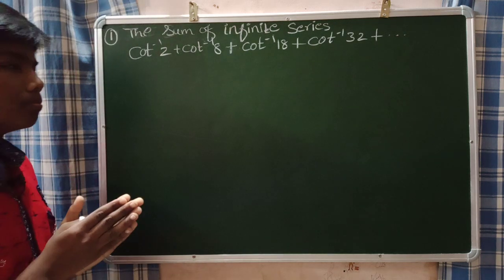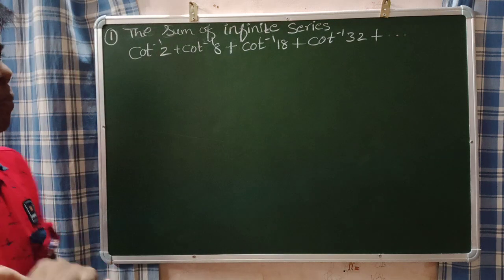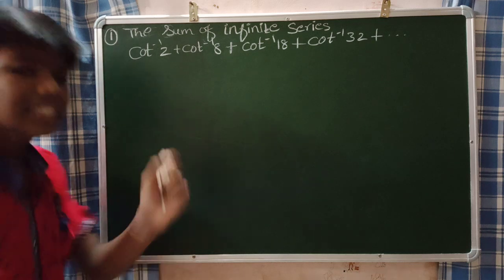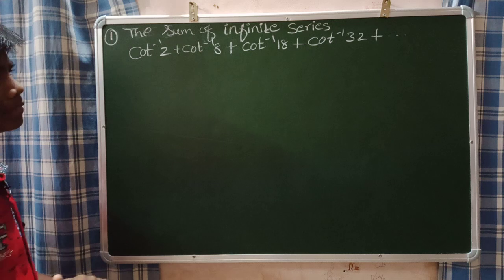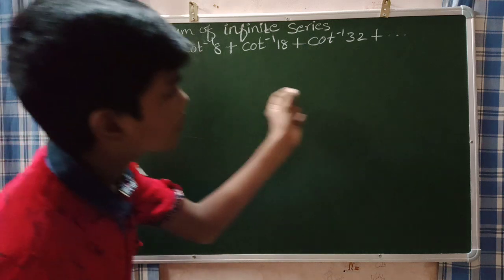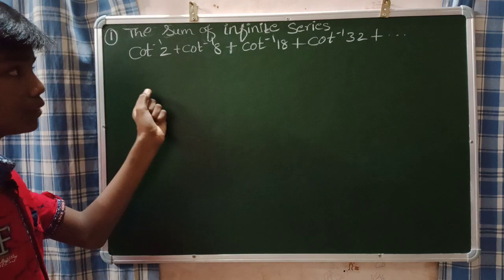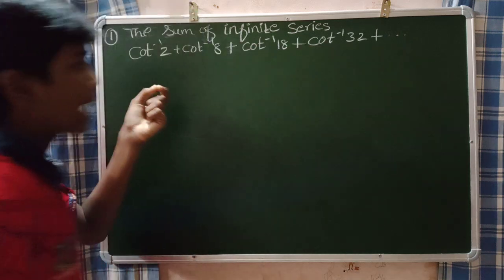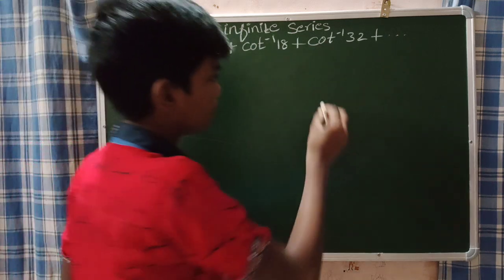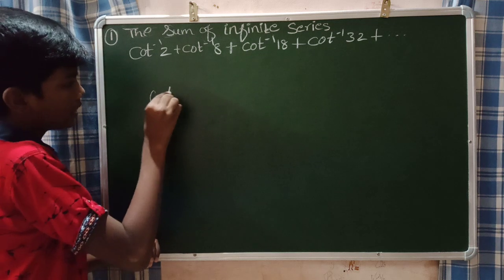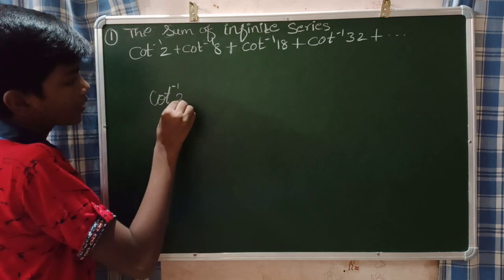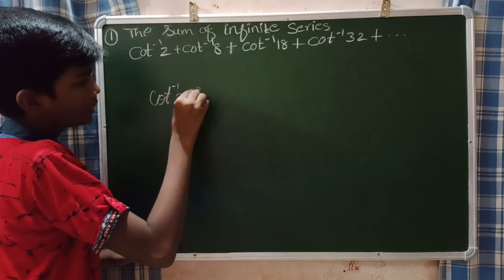Now guys, whenever you see these types of problems, what you need to do is first find the general term of the series. So what is the general term of the series? Observe this series carefully. The general term of the series will be cot inverse of 2r square. That will be the general term.